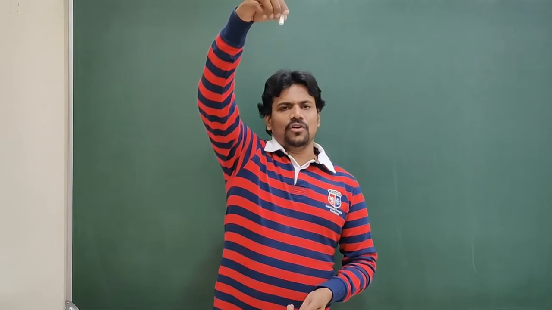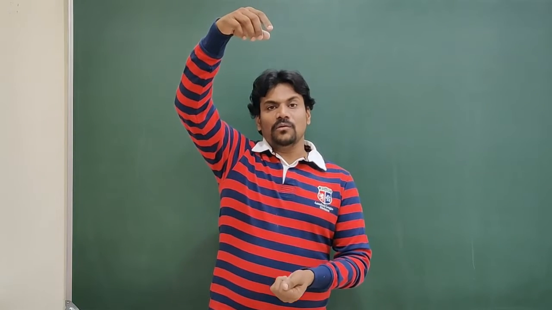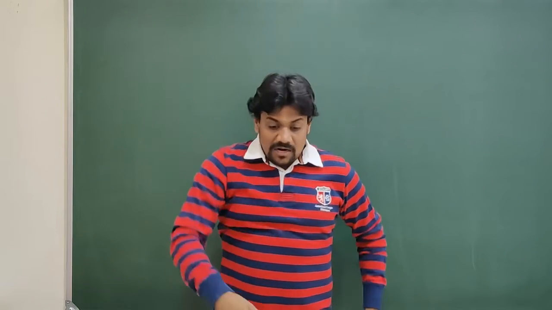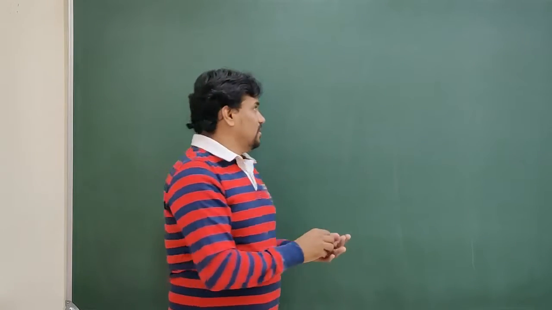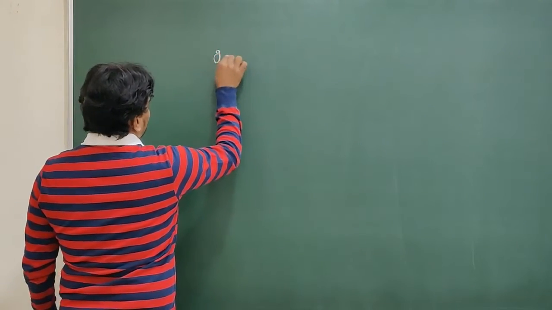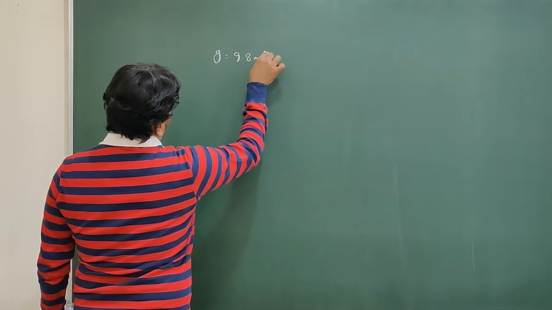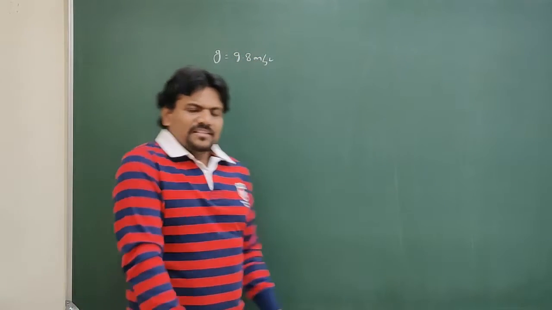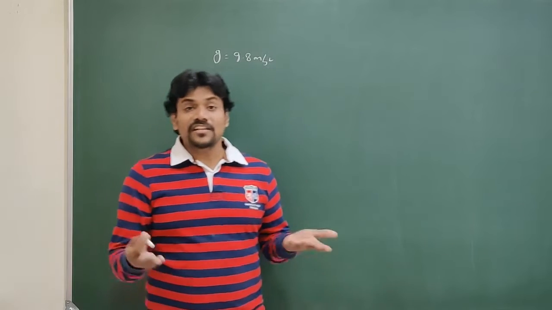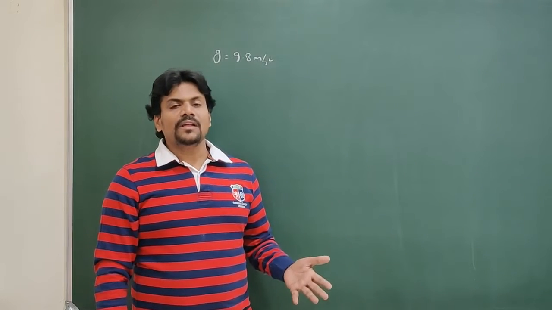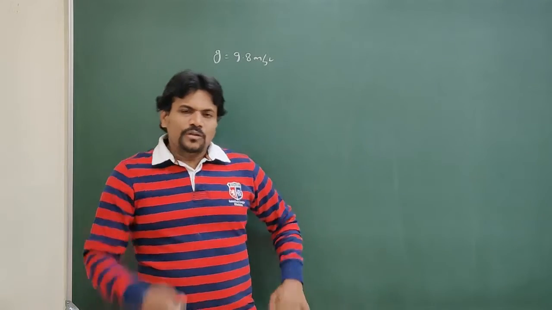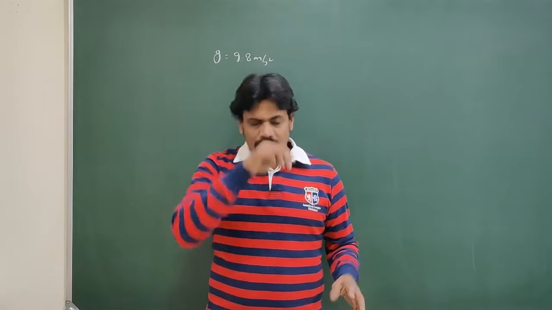When you drop this chalk from here, it goes down. While going down, Earth is pulling it, and while Earth is pulling it, it has a constant acceleration g, which is 9.8 meter per second square. So since g is constant, that means the acceleration is constant, that means the equations of motion are equally applicable to this also. So let us apply equations of motion on this.